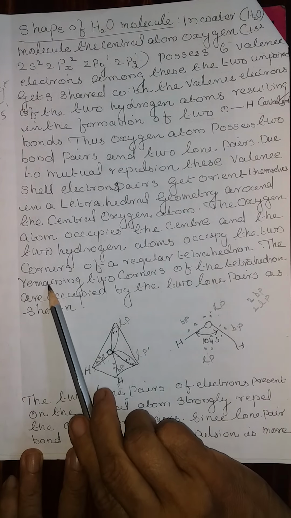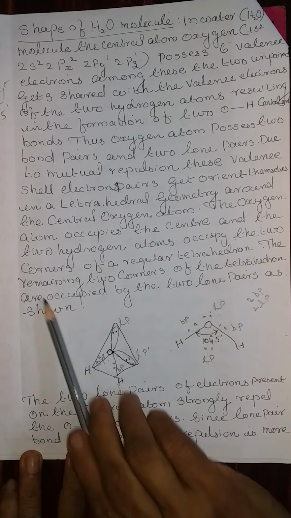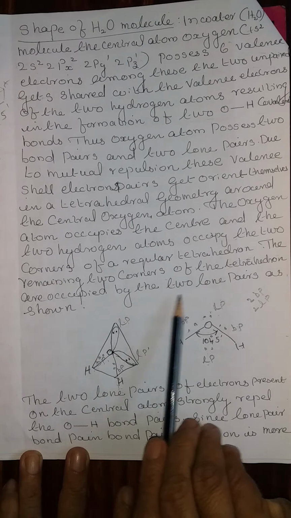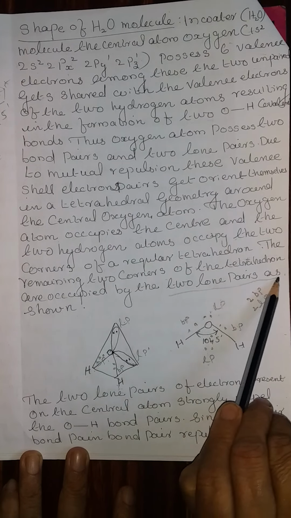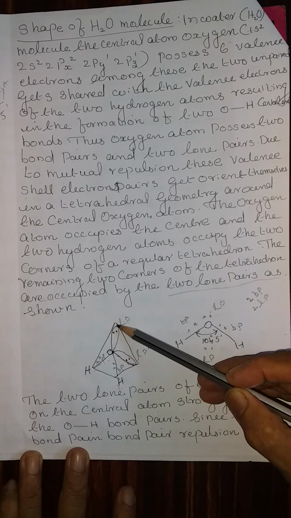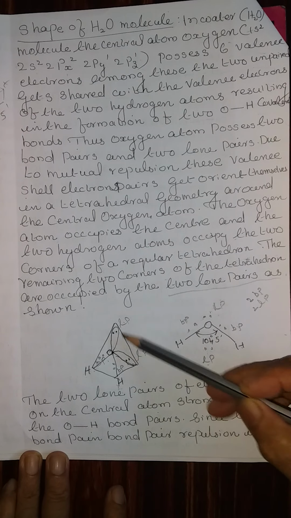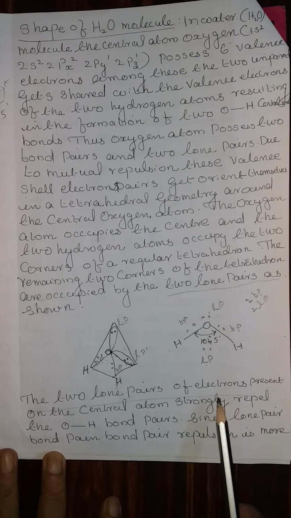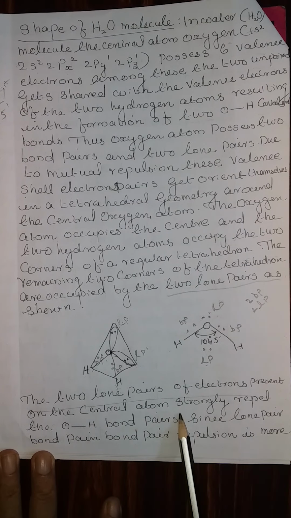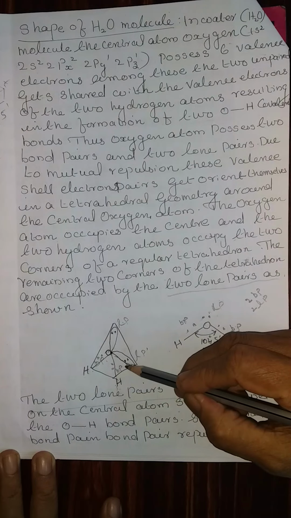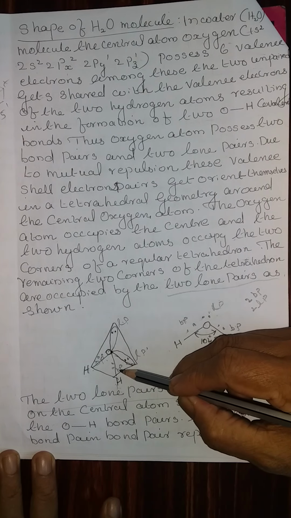The remaining 2 corners of the regular tetrahedron are occupied by the 2 lone pairs, as shown. It should be shown in the diagram that 2 lone pairs are occupying the 2 corners. The 2 lone pairs of electrons present on the central atom strongly repel the O–H bonds. This is a lone pair. This is a bond pair.